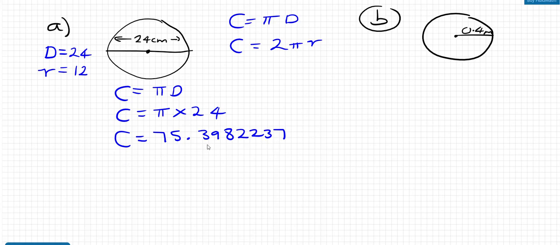Okay, so this is what I've got. So my final answer I have to round off, so I can say it's approximately now, because I'm rounding off, my number's not going to be exact.